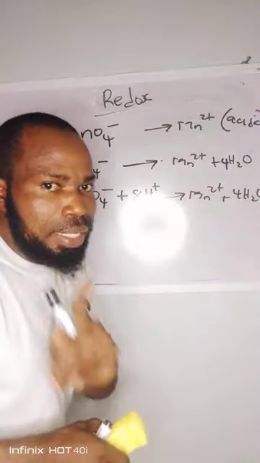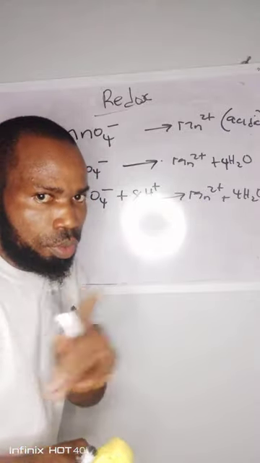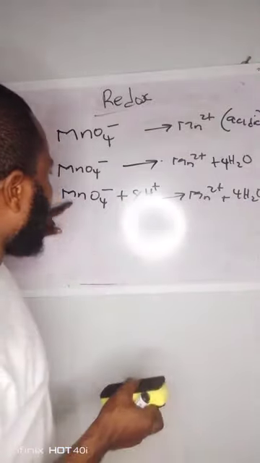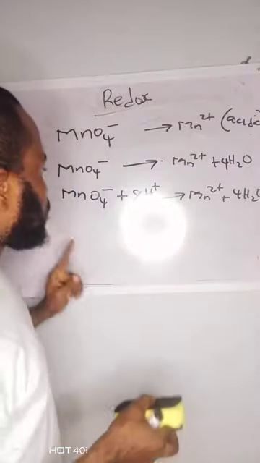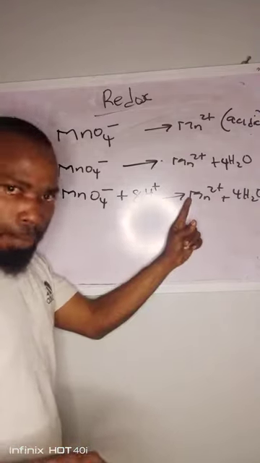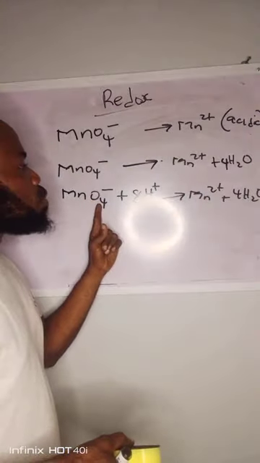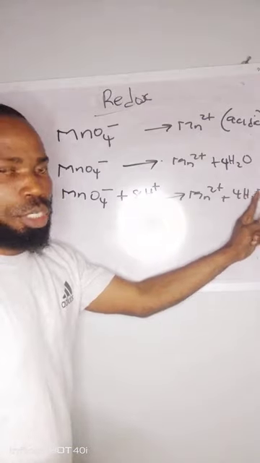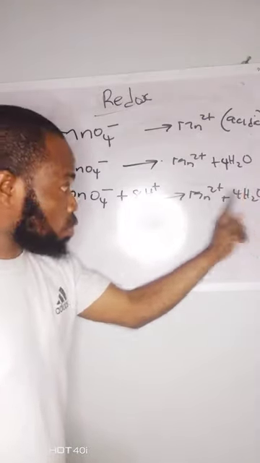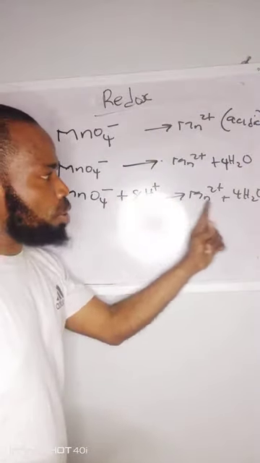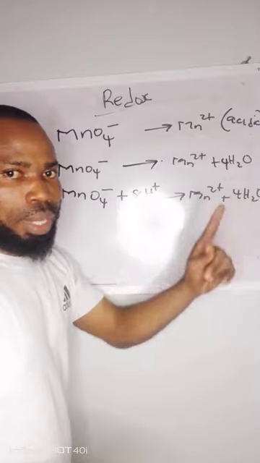Because I am balancing in acidic condition, now I will look at it and check. Are the atoms balanced now? Let's check it. Manganese, I'm having 1 atom here, and 1 atom here, balanced. I'm having 4 atoms of oxygen here, and of course, this 4 is affecting both hydrogen and oxygen, so I'm having 4 here also. Now quickly, I'm having 8 hydrogen. 4 times 2 is what? 8. So the atoms are balanced.